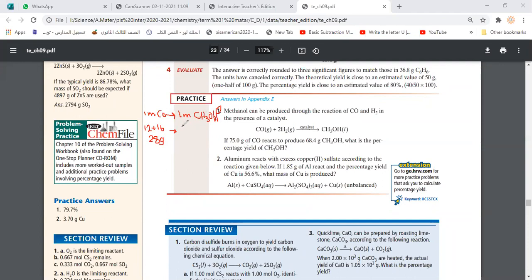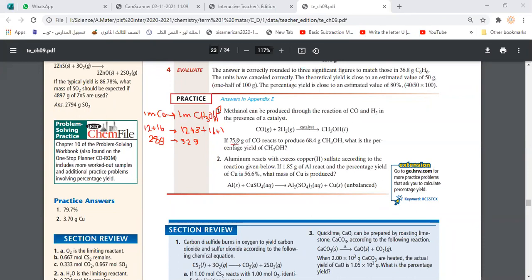Carbon is 12. Then hydrogen is 1, so 3 multiplied by 1 is 3. Oxygen is 16, and we have 1 extra hydrogen, that means 1. Is it clear till now? Yes. So that's equal to 32 grams. So suppose, theoretically, that 28 grams of carbon monoxide produces 32 grams of methanol.